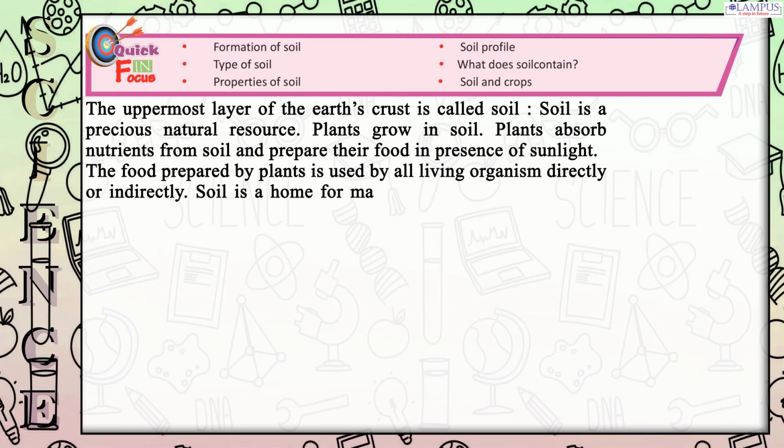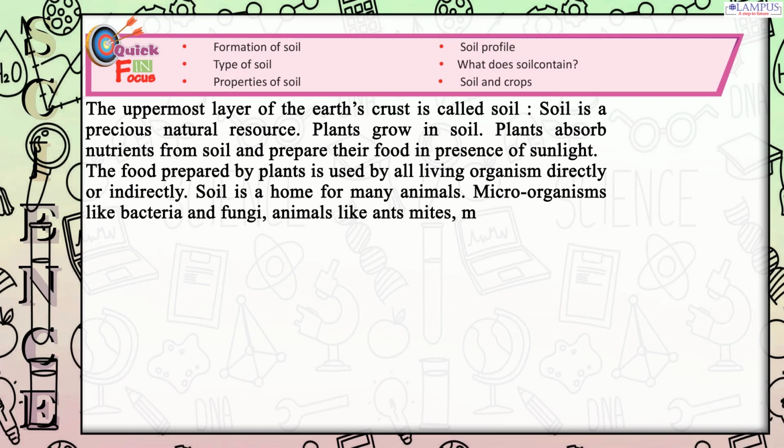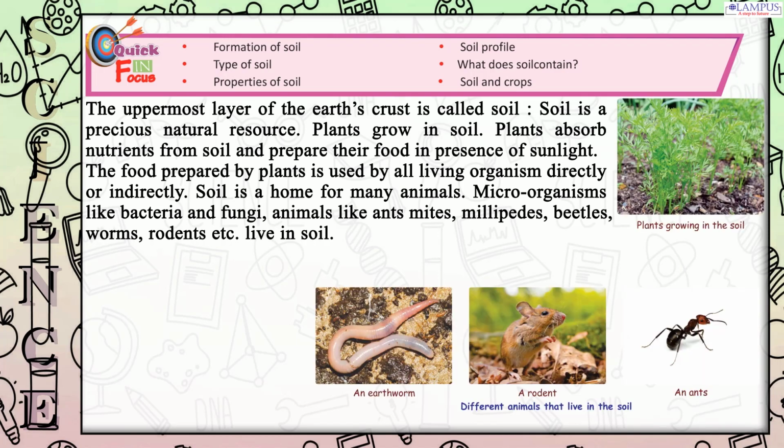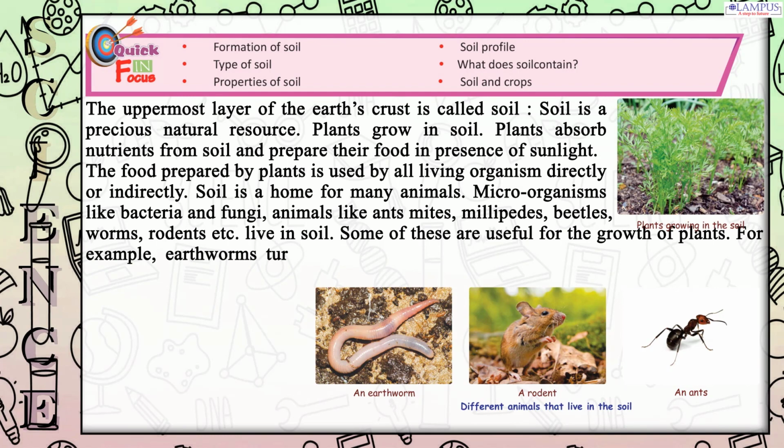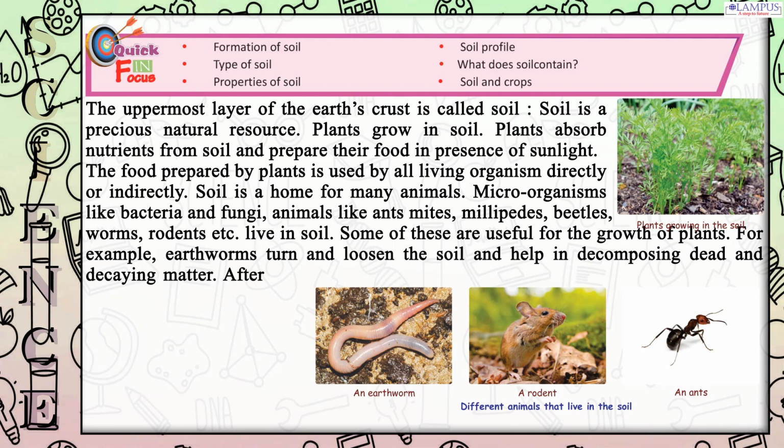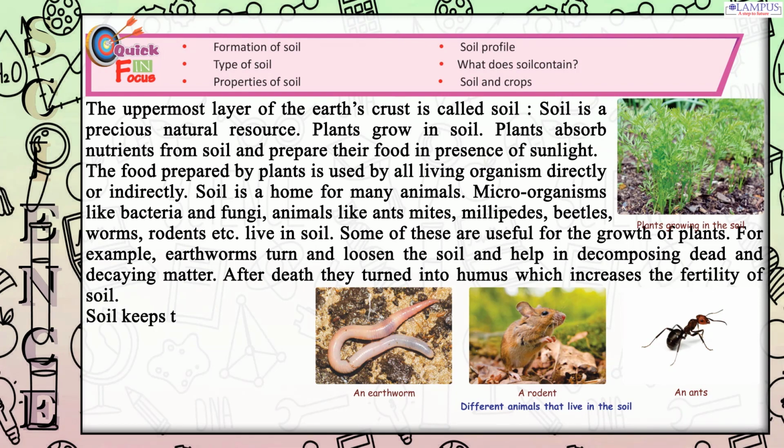Soil is a home for many animals. Microorganisms like bacteria and fungi, and animals like ants, mites, millipedes, beetles, worms, rodents etc. live in soil. Some of these are useful for the growth of plants. For example, earthworms turn and loosen the soil and help in decomposing dead and decaying matter. After death they turn into humus, which increases the fertility of soil.